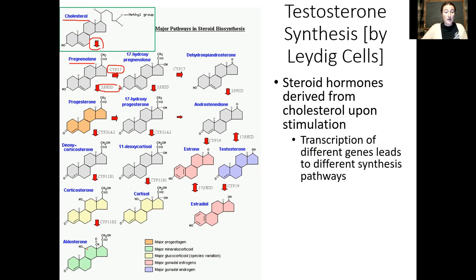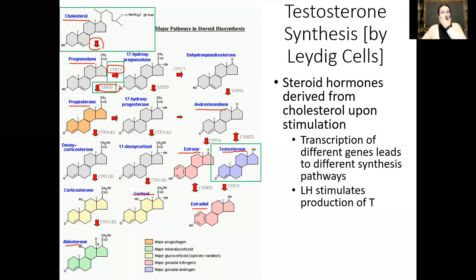So we can end up with aldosterone or cortisol or progesterone, estrone, which is a type of estrogen, estradiol, the more powerful type of estrogen, and testosterone. Androstenedione is another androgen that's super potent, super important. But what I'm getting at here is that the turning on of different genes is regulated by hormones, such as LH and FSH binding to a receptor and therefore leading to the transcription of each one of these genes.